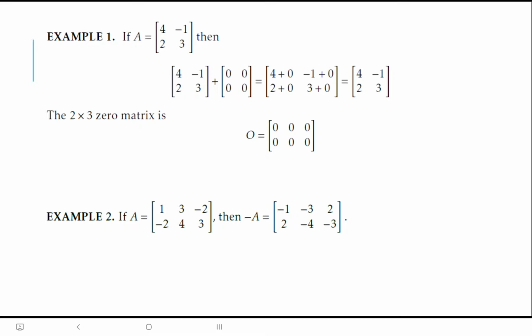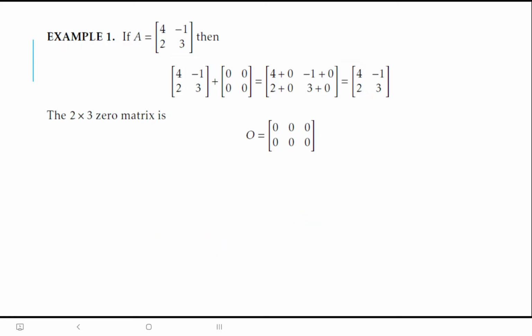Okay, and then example 2, we have here A and then negative A. So ito yung additive inverse natin. So pag in-add natin siya kay A, ang makukuha natin ay yung 2 by 3 na 0 matrix. So ito yung makukuha natin na sagot. Okay, kasi nga additive inverse siya.